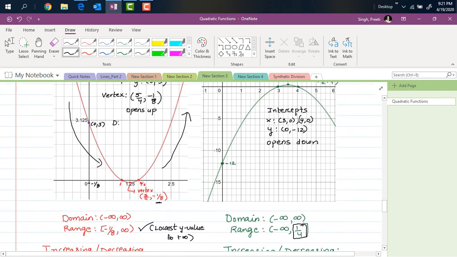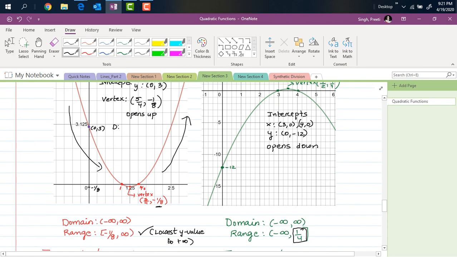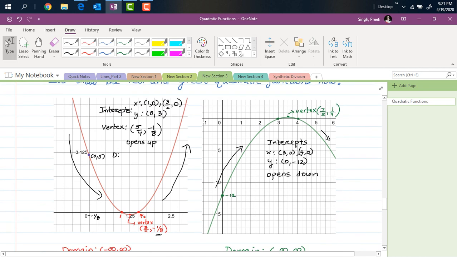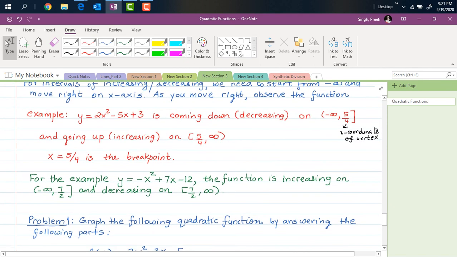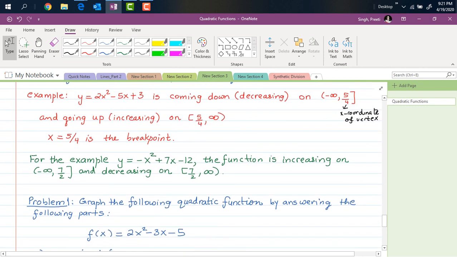The other example, the green one, is the opposite. It's increasing first, and then decreasing. So for the green curve, it's increasing from negative infinity to 7/2 and then decreasing on 7/2 to infinity. As you can see, it's written here.